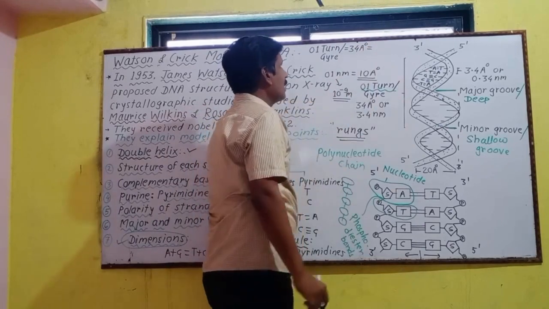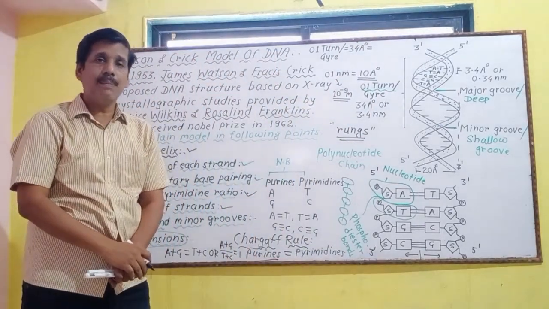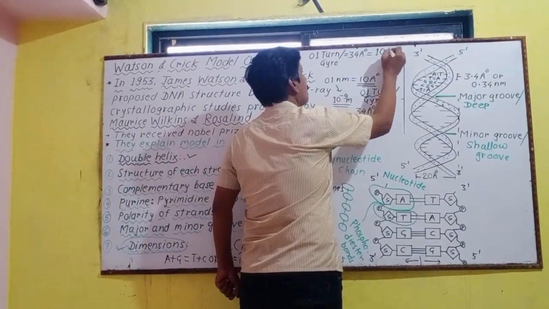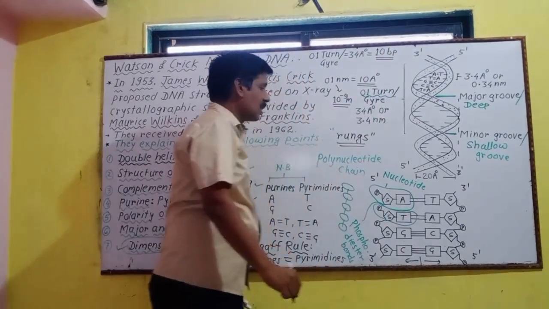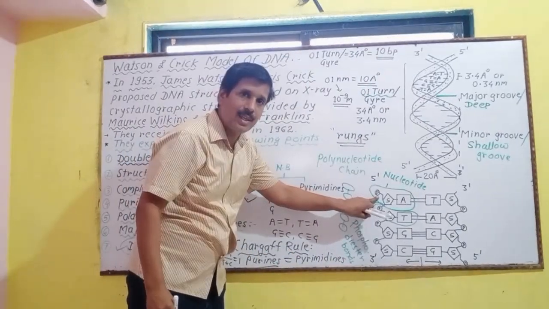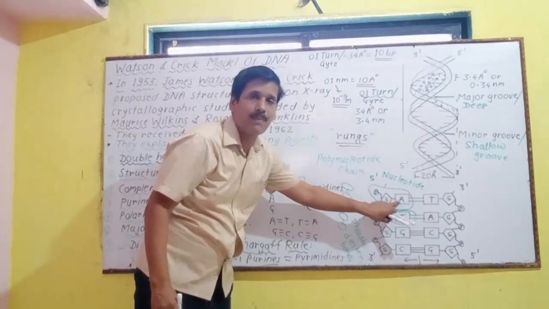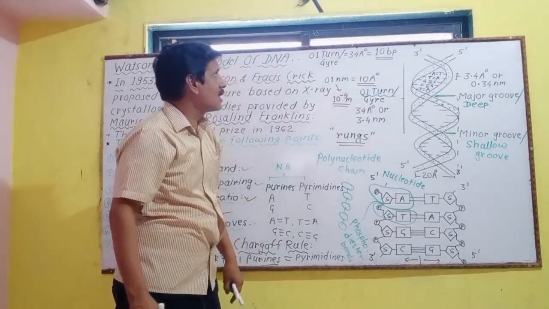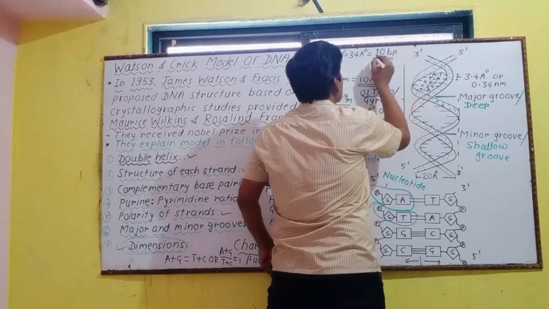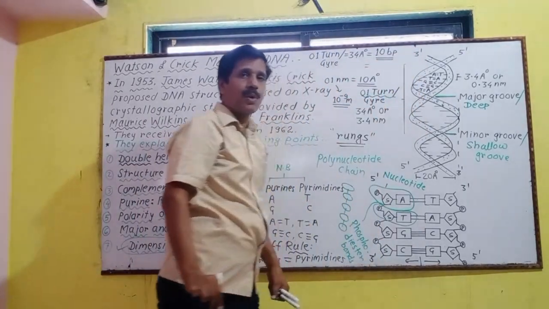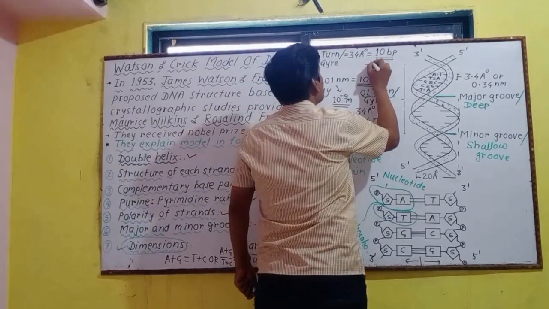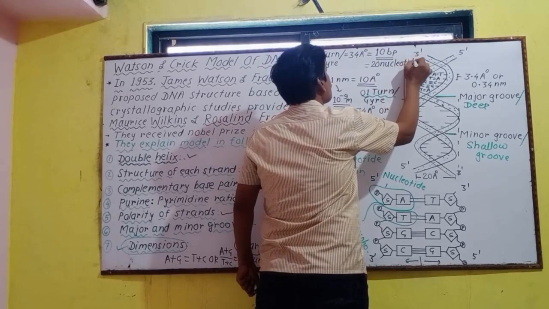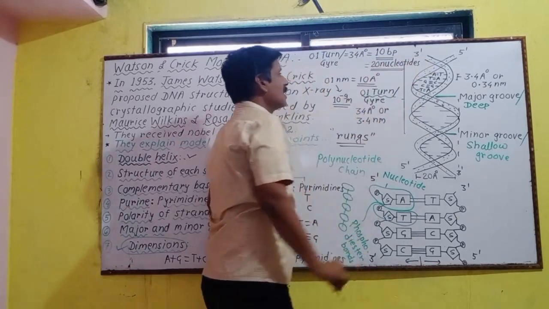Mind it well that in each turn there are 10 base pairs present. We know that inside each nucleotide there is only one nitrogen base. Here 10 base pairs, in terms of the number of nucleotides, means 20 nucleotides are present inside each turn.